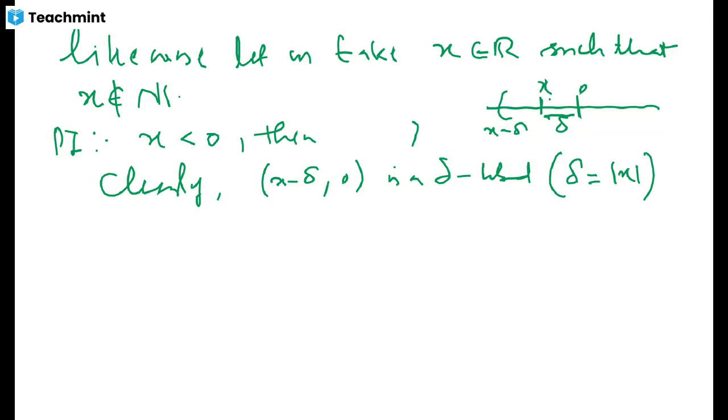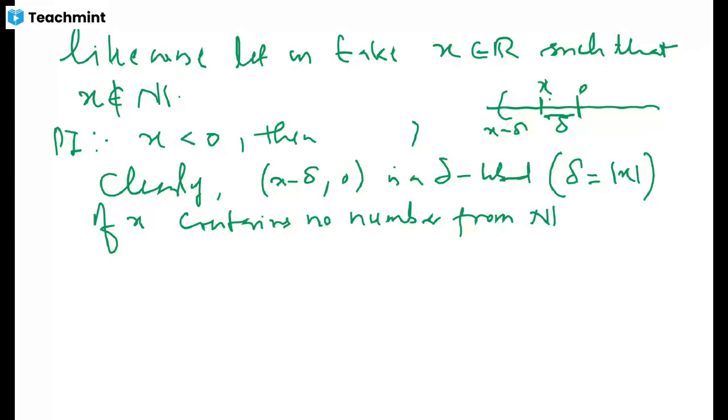So this delta neighborhood of x contains no natural number. Why doesn't it contain a natural number? Because every element in this delta neighborhood is a negative number, and no natural number is a negative number. So for this case, there is always a delta neighborhood which contains no element of natural numbers. Hence, this cannot be a limit point of natural numbers. And the second possibility is that x is greater than or equal to 0, but x is not a natural number.